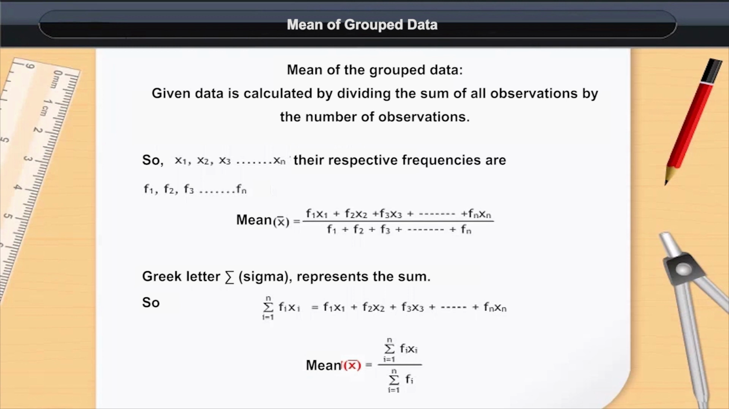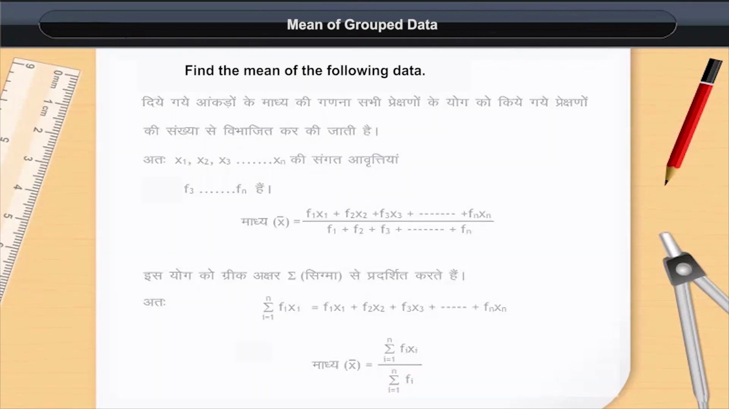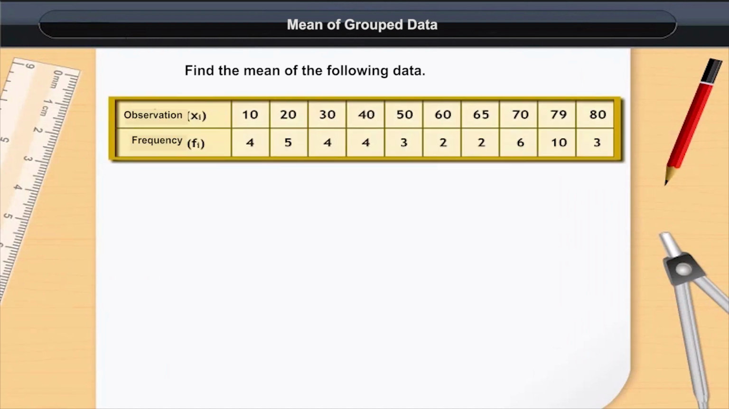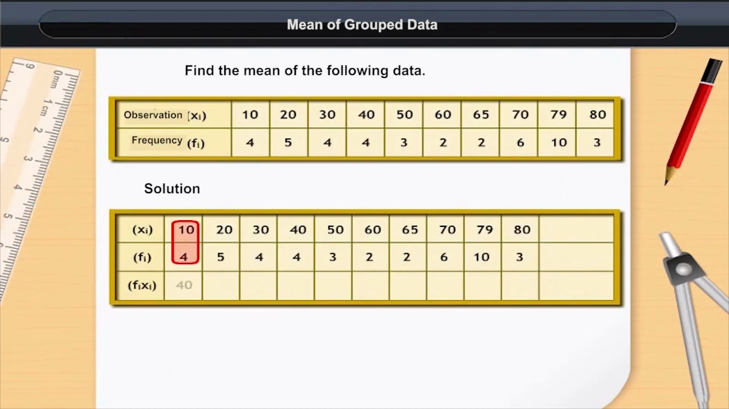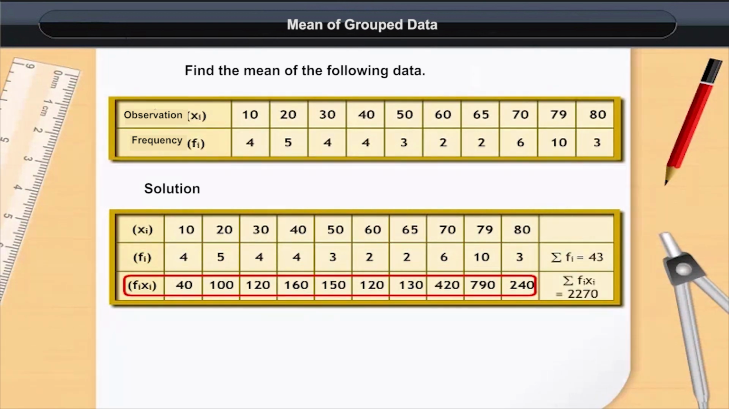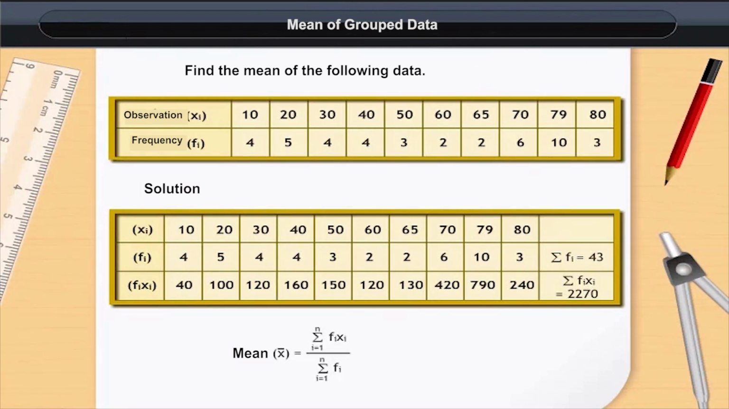Let's look at an example. Find the mean of the following data. Solution. First, we write down the given data and then find the product of fi and xi. We get the sum of fi equal to 43 and sigma fi xi equal to 2270.